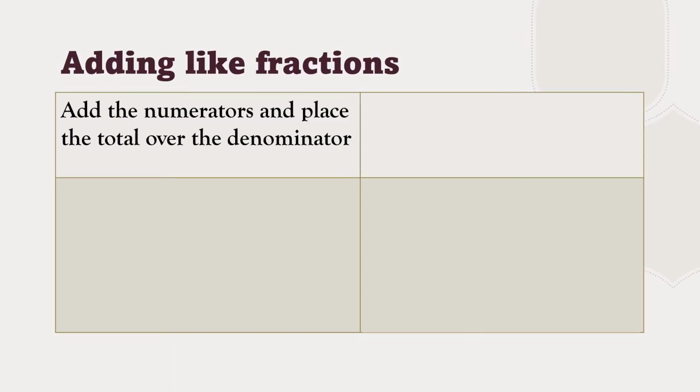Adding like fractions. So what are like fractions? These are the fractions with the same denominator. So in adding this, we just simply add the numerators and place the total over the denominator. For example, we have here 2 over 9 plus 3 over 9. So add the numerators. 2 plus 3 is equal to 5 over our denominator, which is 9. So 2 over 9 plus 3 over 9 is equal to 5 over 9.